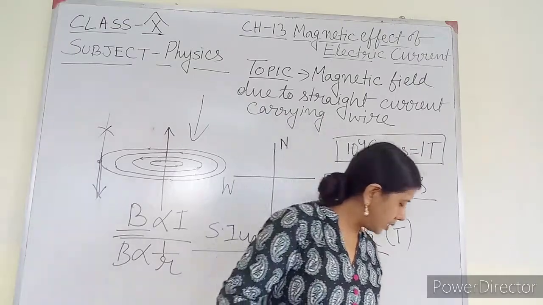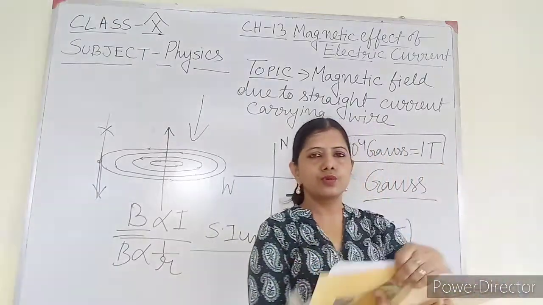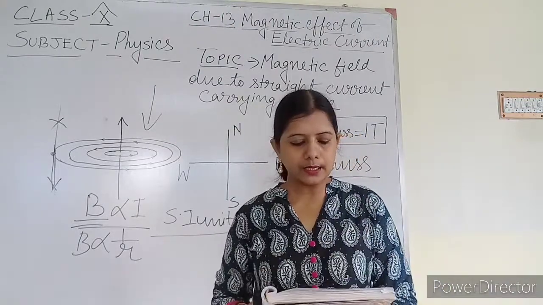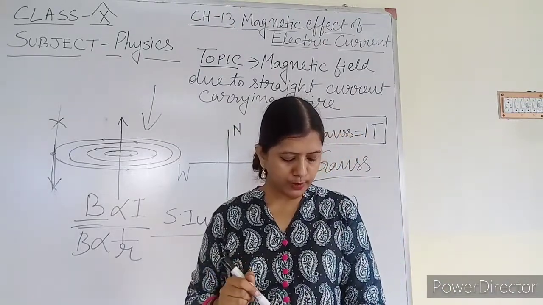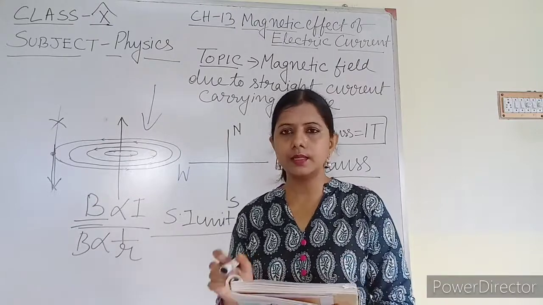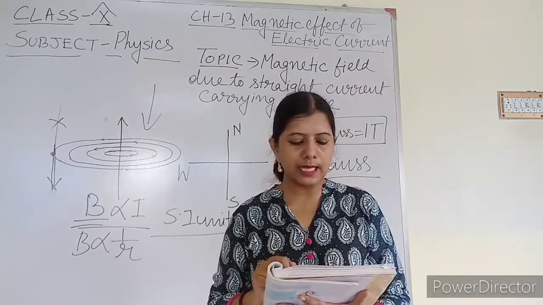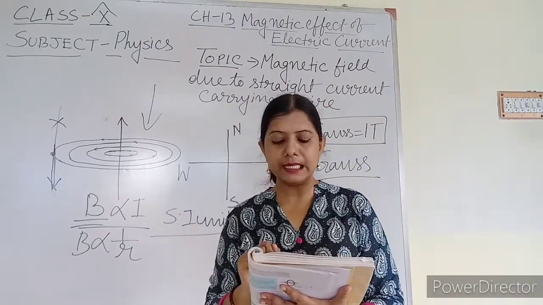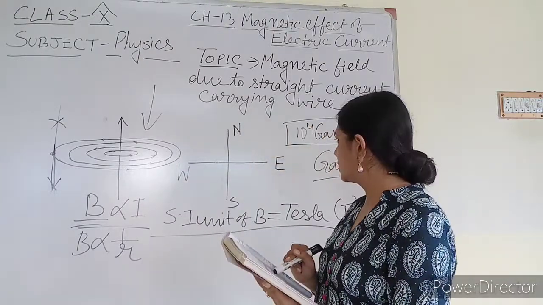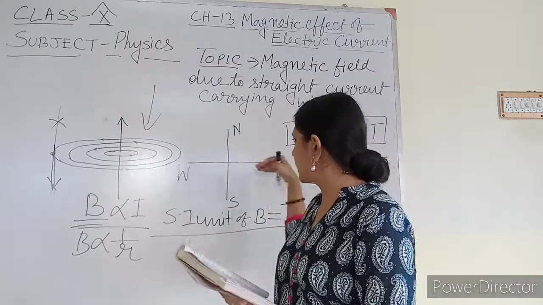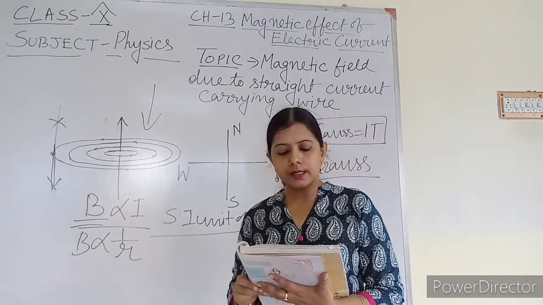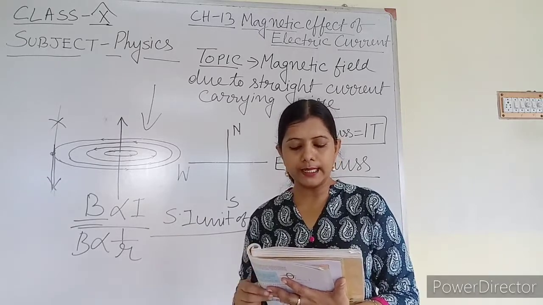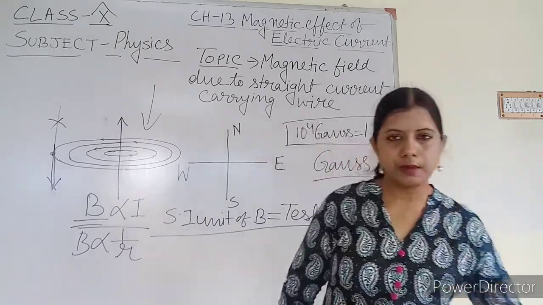Now there is a question in your book. Let us discuss one question from your NCERT book, page number 228, example 13.1. The question says the current through a horizontal power line flows from east to west. That means east to west, this one. What is the direction of the magnetic field at a point directly below it and at a point directly above it?